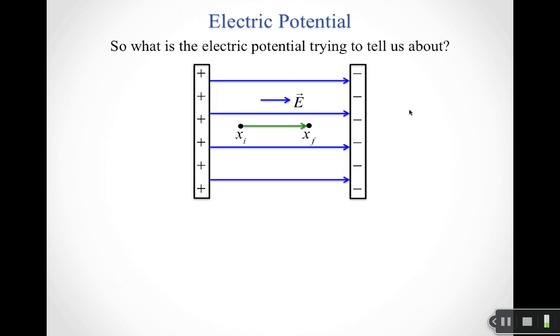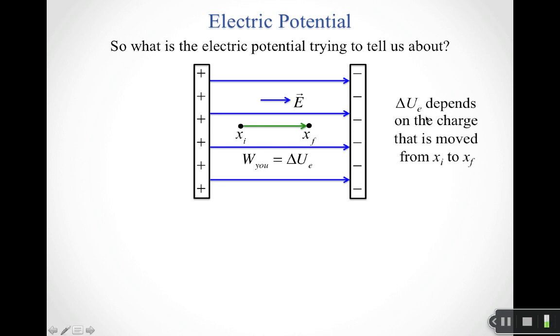So with that in mind, let's think about an electric field. So here I have a positively charged plate, a negatively charged plate. I've got an electric field that points to the right. And again, let's say that I want to think about moving charge from this initial position to this final position. So that's going to require work to move that charge around. The work I do is going to be related to the change in the electric potential energy.